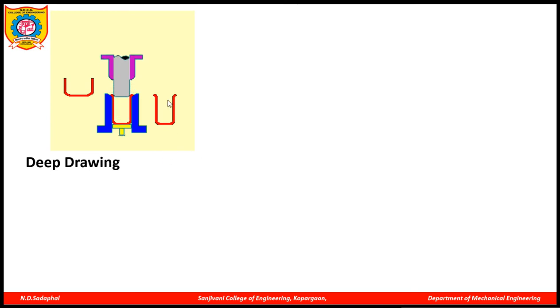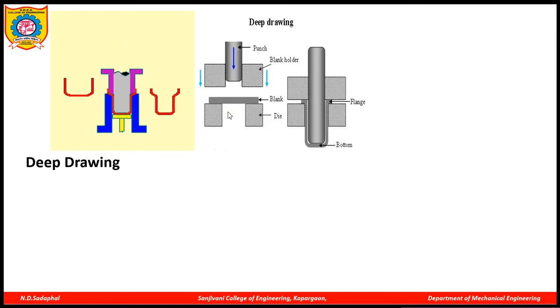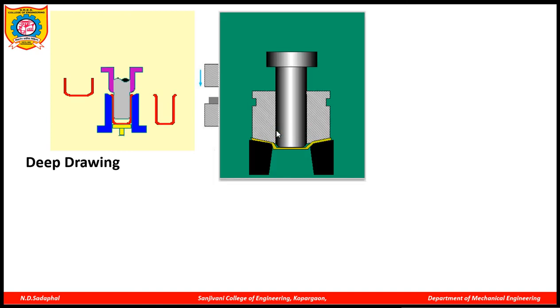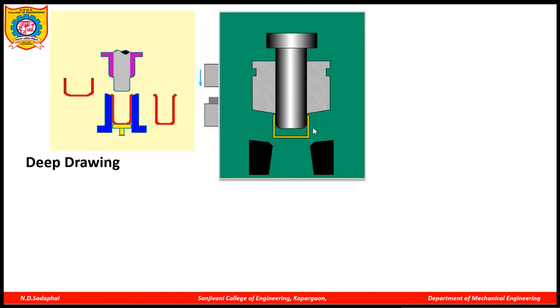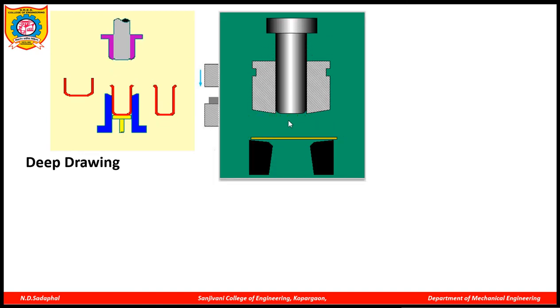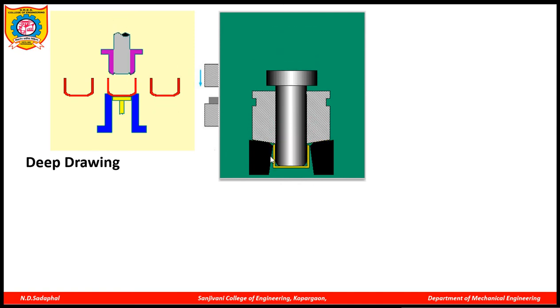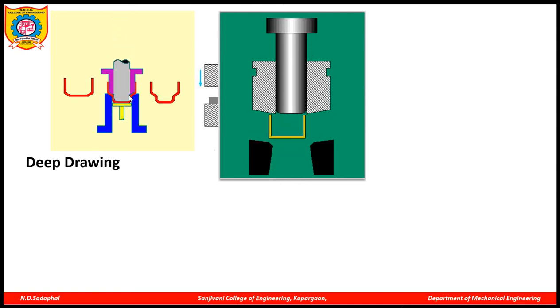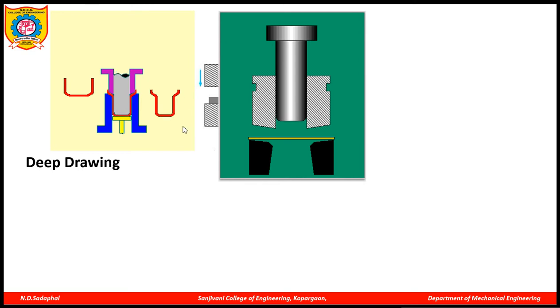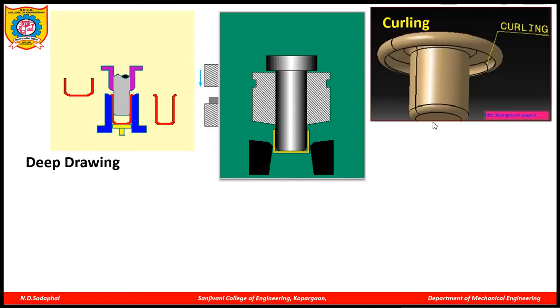In deep drawing, the length or height of the cup is more than the diameter, then the process is called deep drawing. Now this is a drawing process, the diameter is more than the height. In deep drawing, the diameter is less than the height, so it is a deep drawing process.